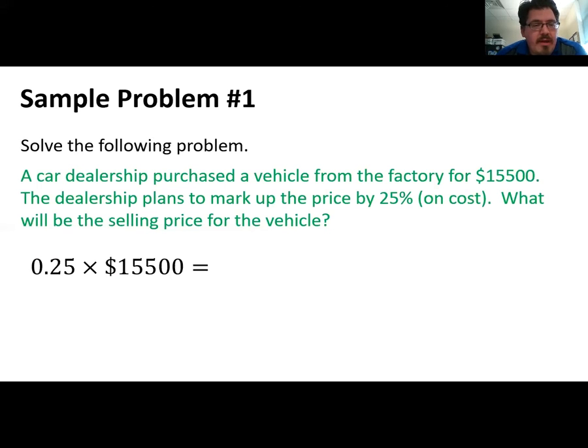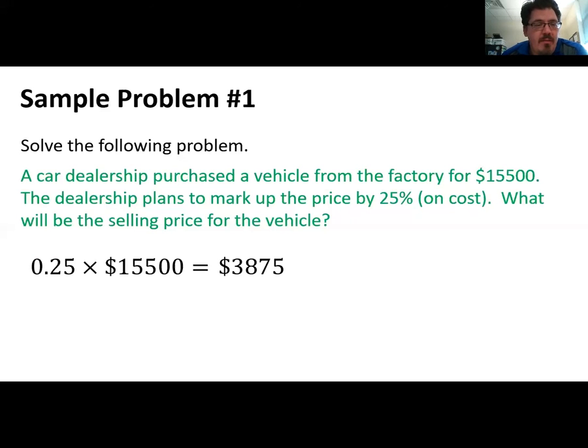So here in our work that we're showing on the screen, notice that we always convert a percent into a decimal, or you could do a fraction, but decimals are the easier way to convert it. And we simply multiply. So we're going to take 0.25 times 15,500. And when you do that, you come up with a value of $3,875. So that's how much we're essentially going to add on to the cost to determine our selling price. By doing 25% of the 15,500, that tells us how much we're going to mark the price up.